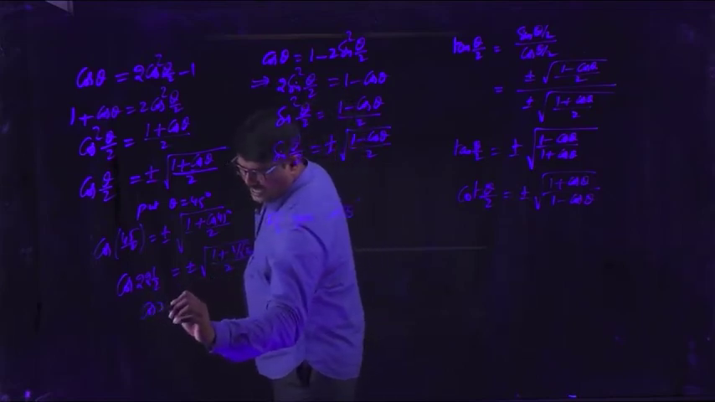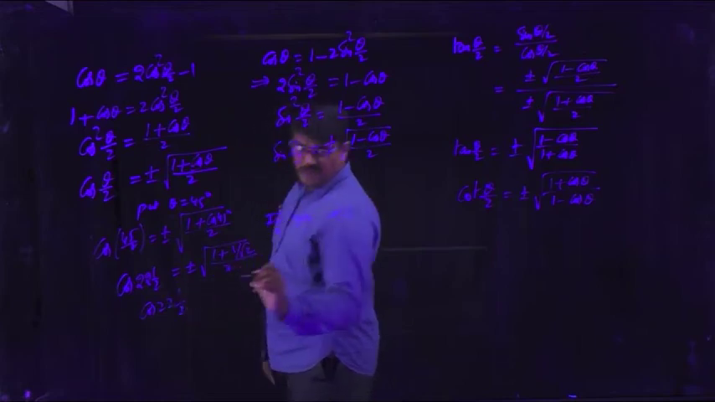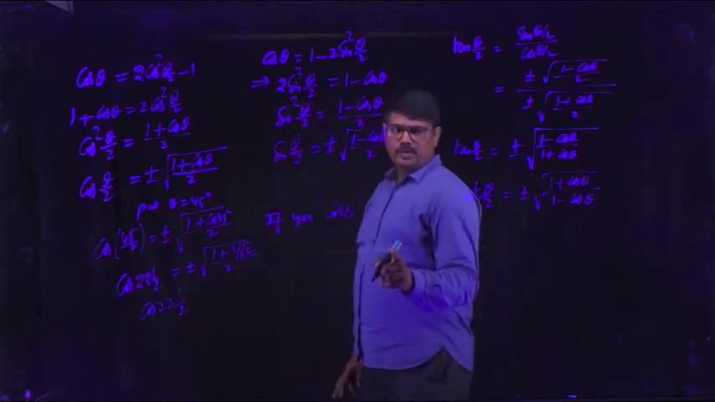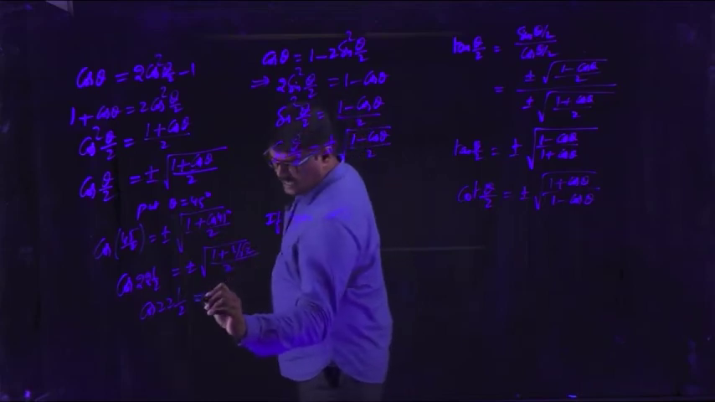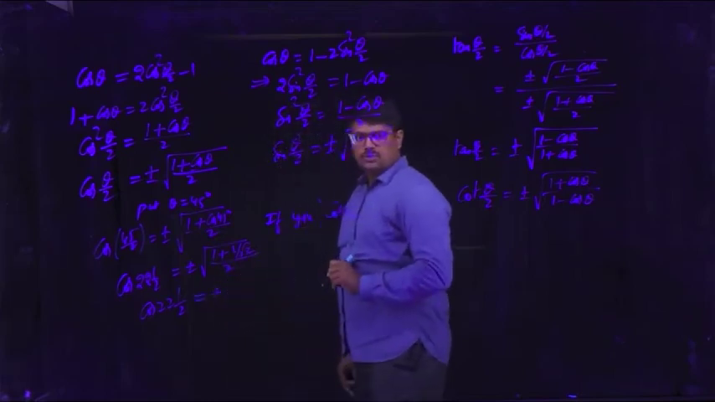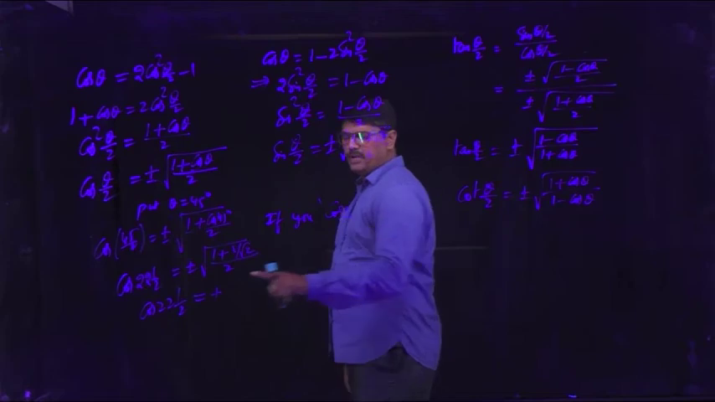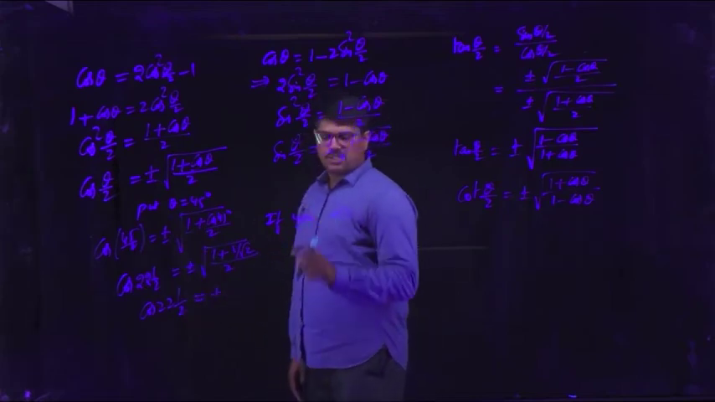So you have an idea. 22.5 is a quadrant 1 angle, so cos has a positive sign. It is only positive; it cannot be negative. Why? Because 22.5 is a positive angle.